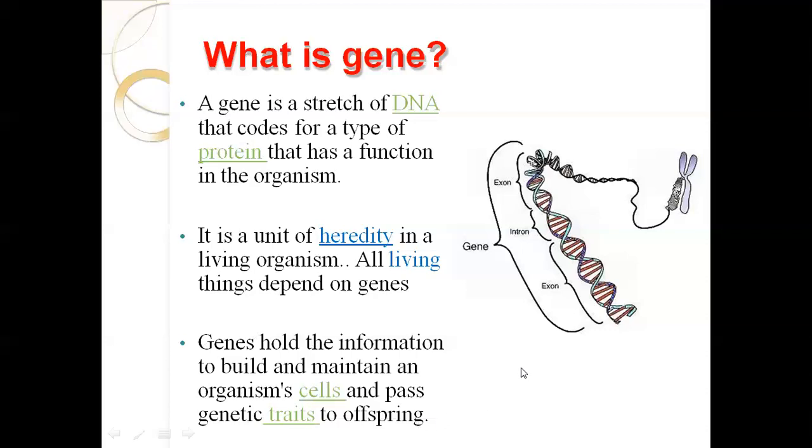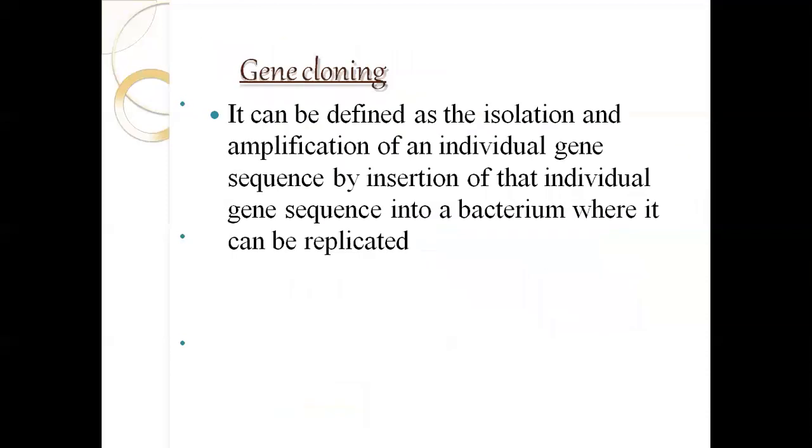That means the genes which contain a particular character are also inherited genetically from mother to the offspring, from father to the offspring, and in recombinant modes also during asexual reproduction. Next, gene cloning can be defined as the isolation and amplification of an individual gene sequence by insertion of that individual gene sequence into a bacterium where it can be replicated.